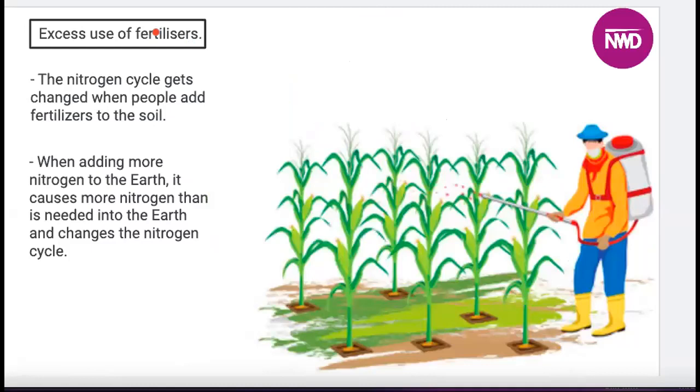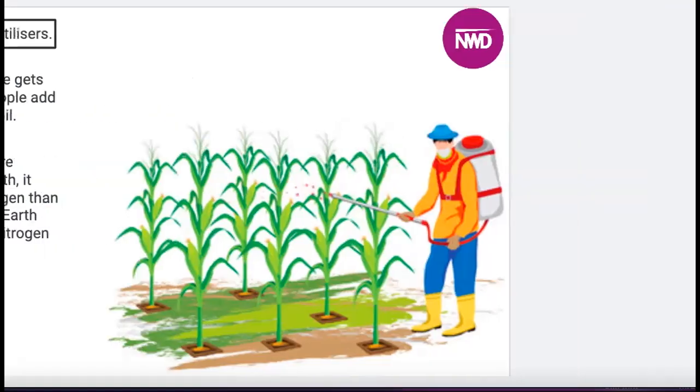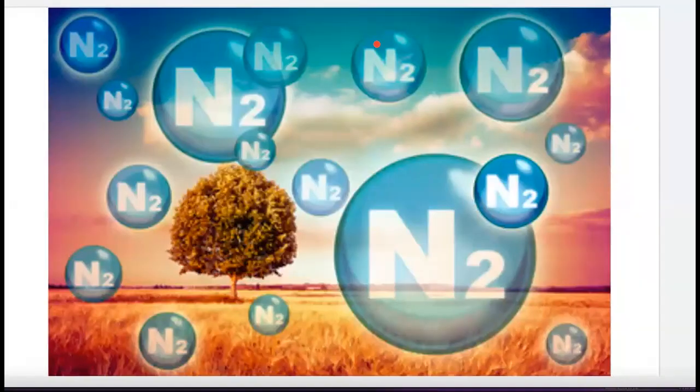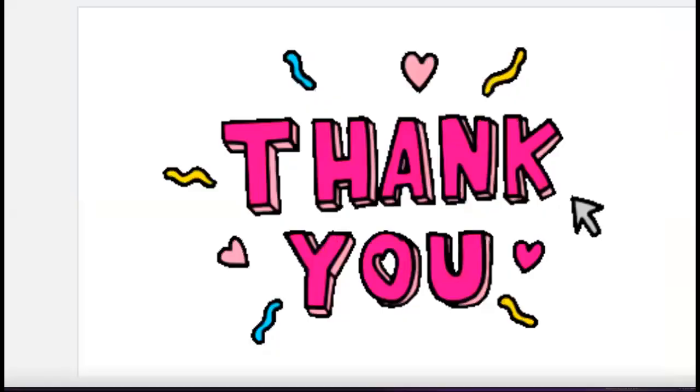Next, we are adding a lot of fertilizers nowadays to our crops. This is polluting our soil, adding extra nitrogen to the earth, which is also harmful. What we have learned in this chapter is how atmospheric nitrogen keeps recycling itself for our own benefit. So this is it from my end.